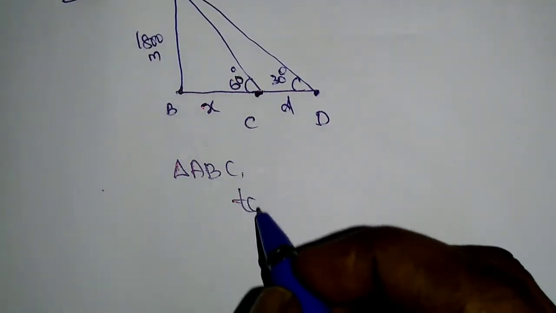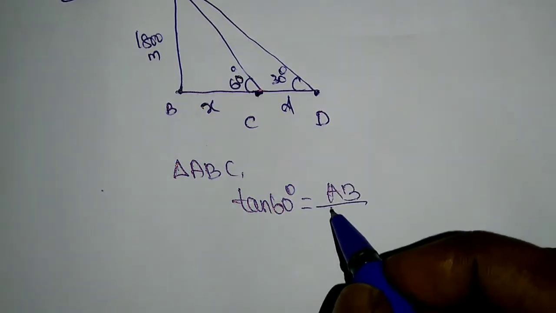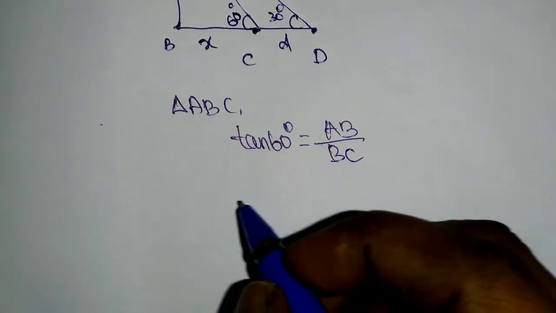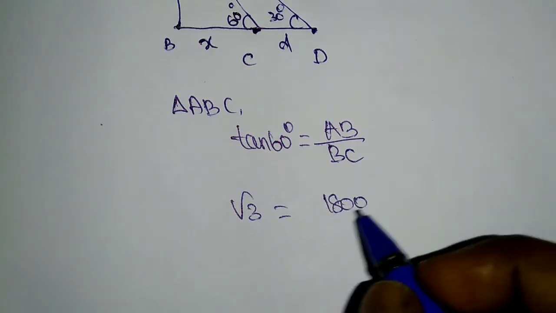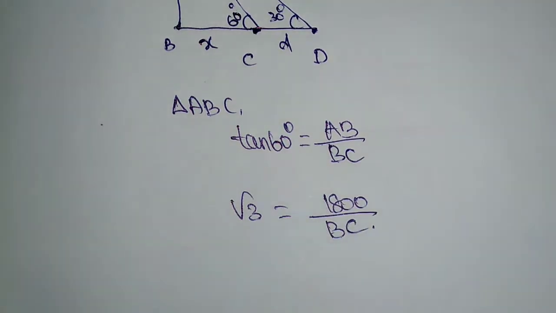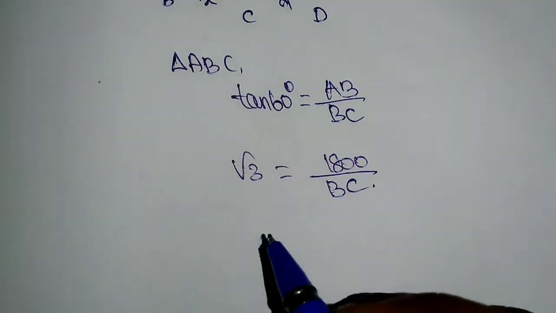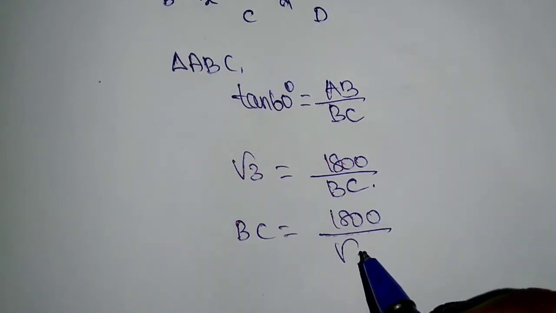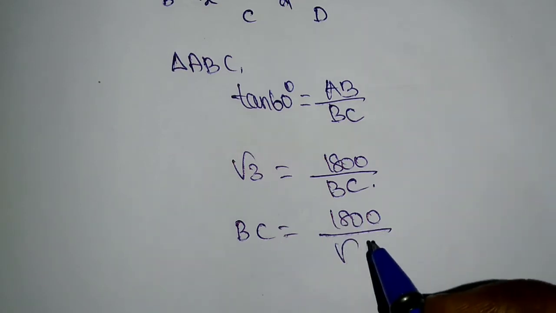we get tan 60 is equal to AB divided by BC. So tan 60 degree is root 3. So root 3 is equal to AB is 1800 meter divided by BC. So here we get BC is equal to 1800 divided by root 3.